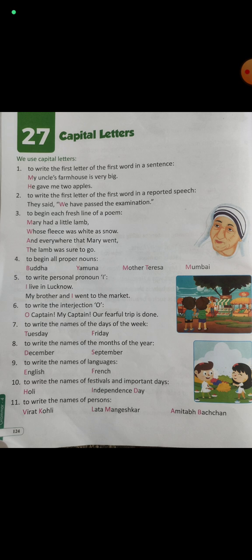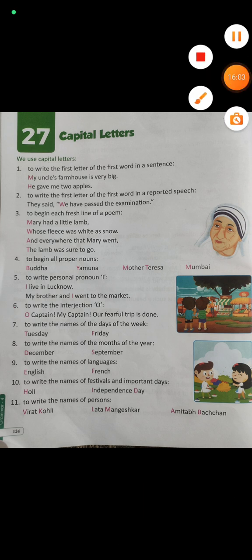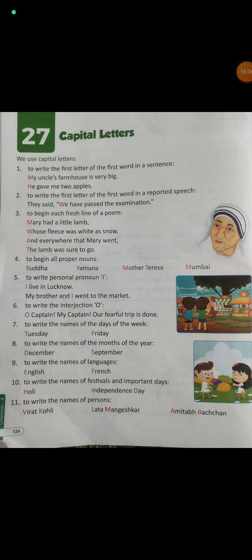Then now next, rule number 6. To write the interjection O. Always use a capital letter to write the interjection O. I hope so. That was the 6th rule. And what is an interjection? I already explained to you. So these were the 6 rules where we use capital letters. That's it for today's video. The remaining rules I'll explain in my next video.